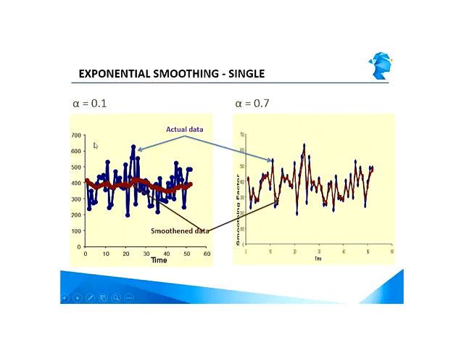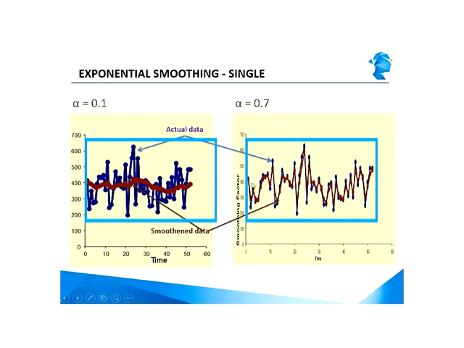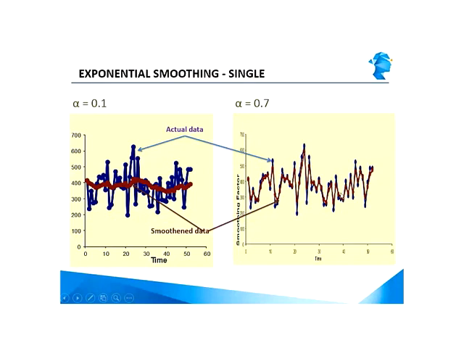We did look at the graphs of this. With 0.1, the plot is really smooth. With 0.7, the smoothened data looks kind of like the actual data. Whether that's good or bad depends on the data, and that's what we are going to see in the current example.